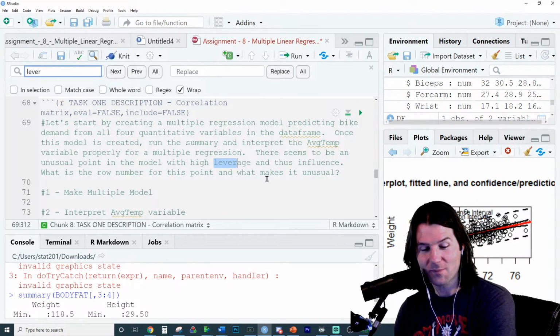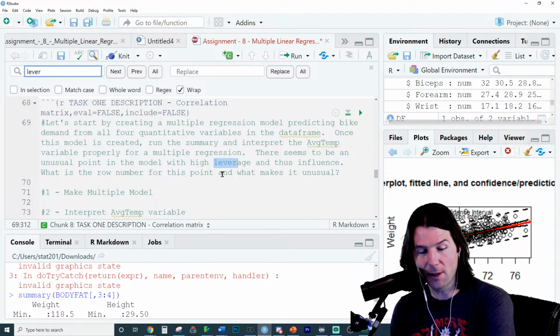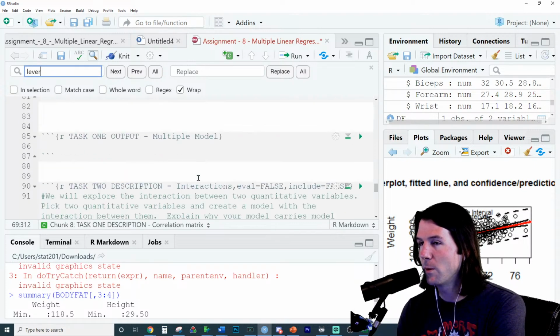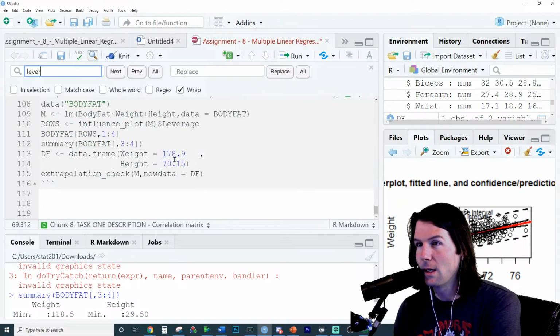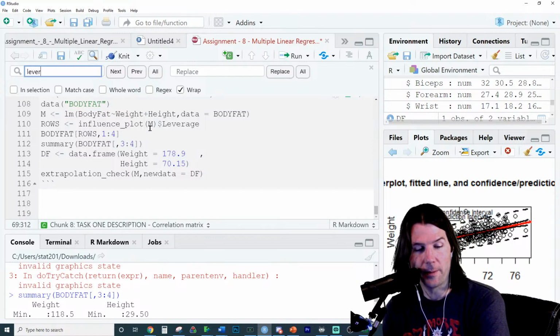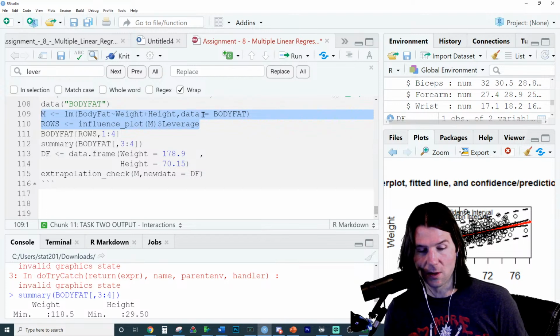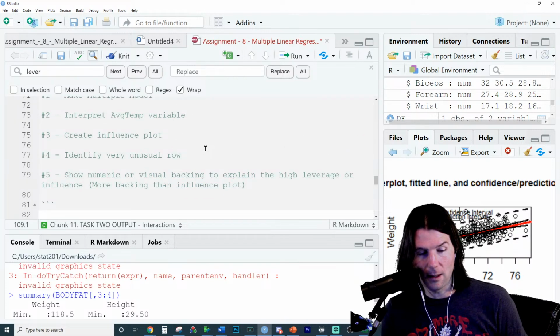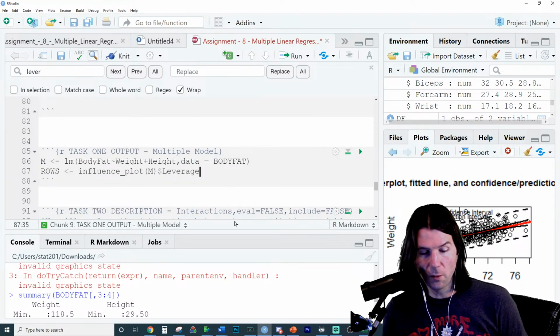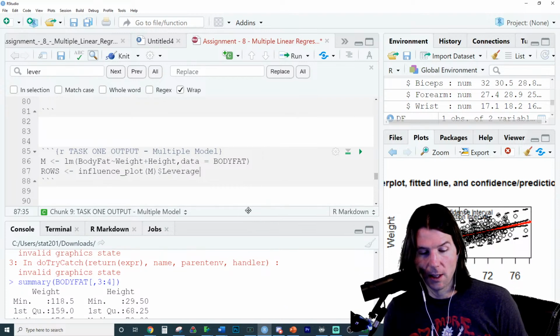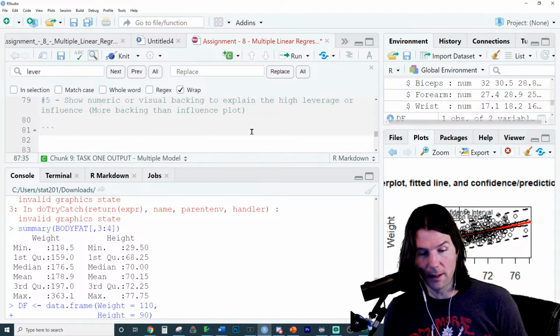It's all okay. There seems to be an unusual point in the model with high leverage and thus influence. What is the row number for this point and what makes it unusual? Yep. Okay, so we actually have some code for this right now. Let's go grab our model that we made down here, and mine's actually going to have 2, and I'm using some code to take that out right here. So when we think about things having high leverage, we need to know this immediately.